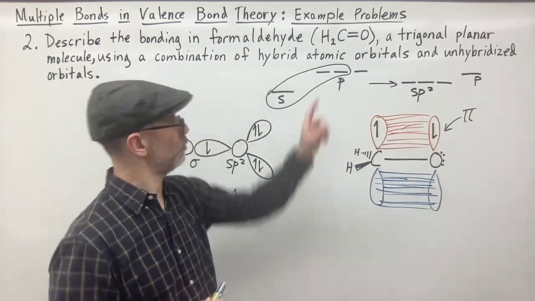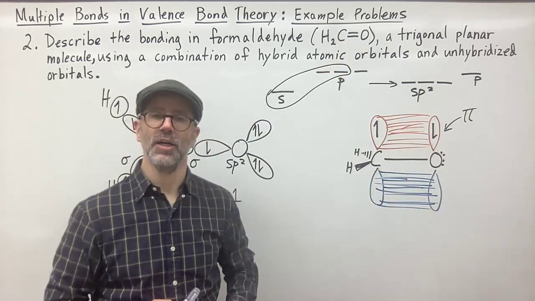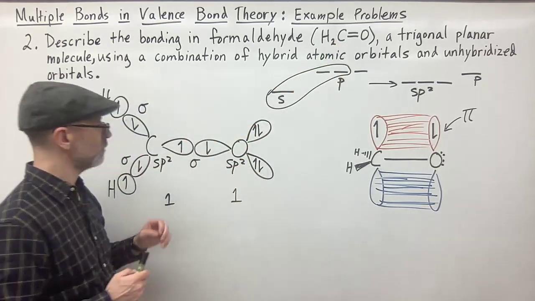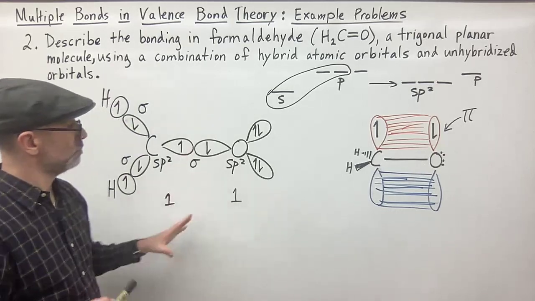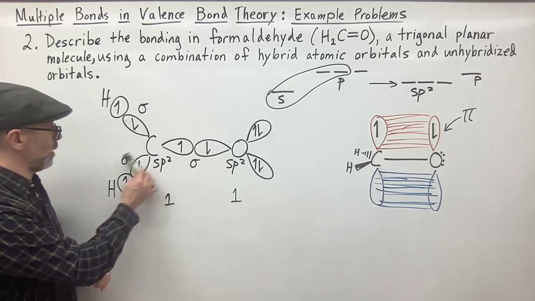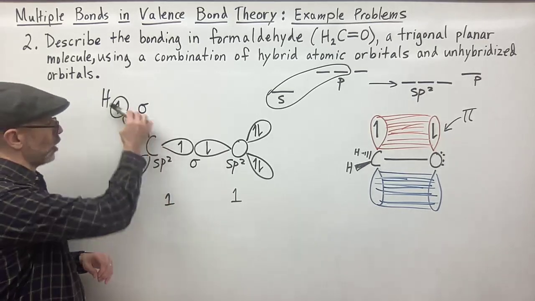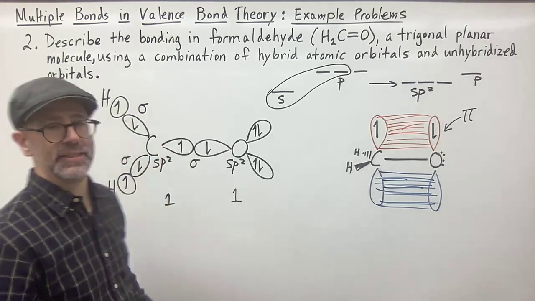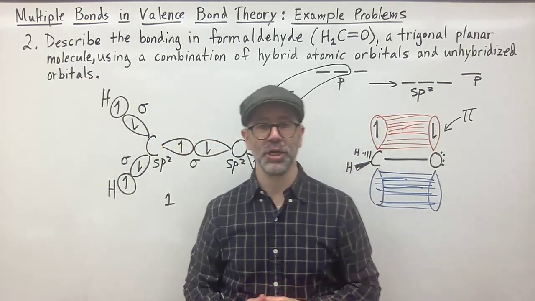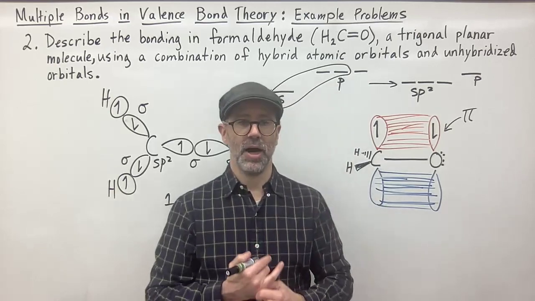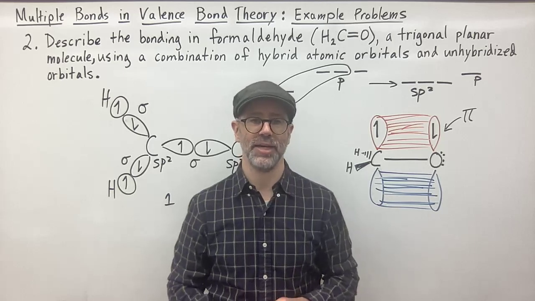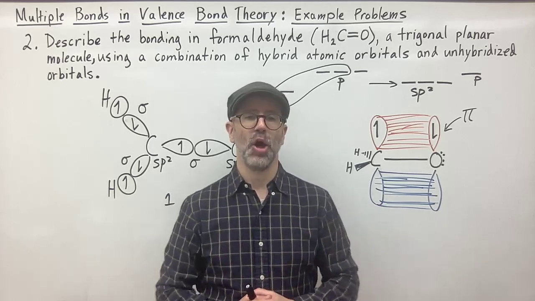So it's a double bond, which is shown here in our formula or structure, if you will. And so we have our lone pairs, and then we have the sigma bonds between the hydrogens and the carbon here. And so that is how you can describe the bonding for formaldehyde using both the combination of hybrid atomic orbitals and unhybridized orbitals as well. So I hope this was helpful.